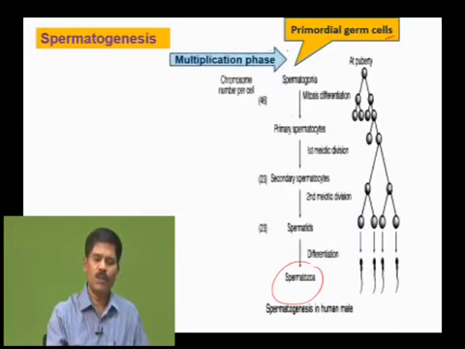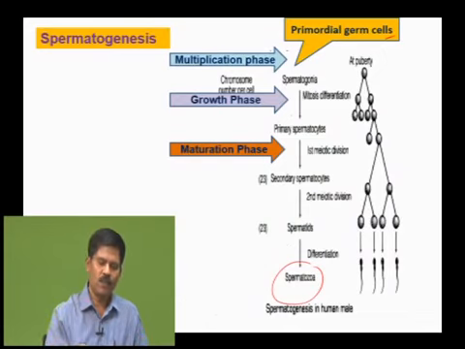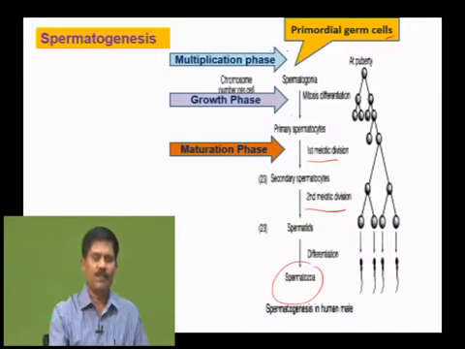The first one is called multiplication phase. It involves mitosis. The second phase is called growth phase, and the third phase is called maturation phase. It involves meiosis, that is first meiosis and second meiosis. Primordial germ cells undergo repeated mitotic cell division, which results in the formation of numerous cells. These cells are called spermatogonia, also called sperm mother cells.